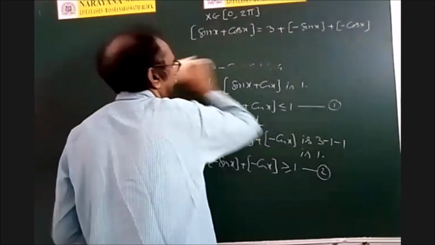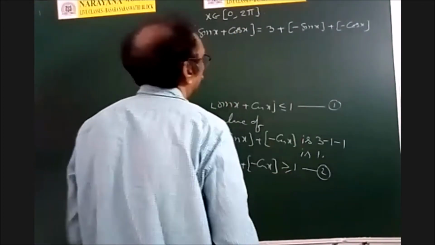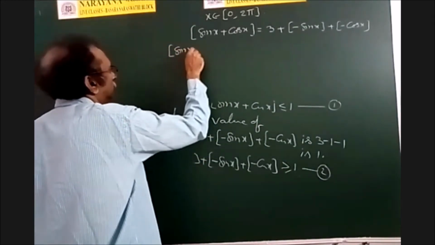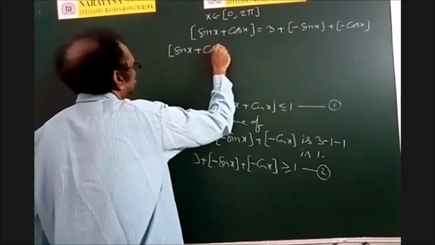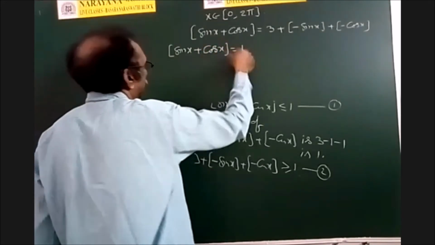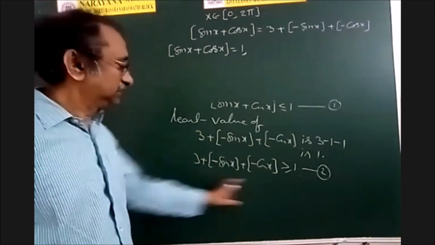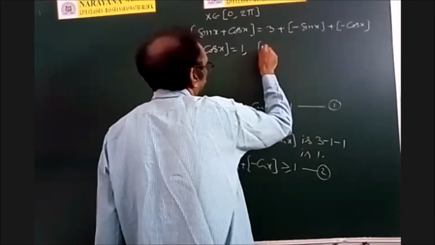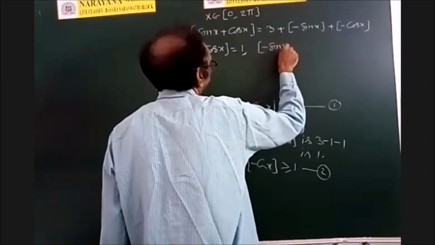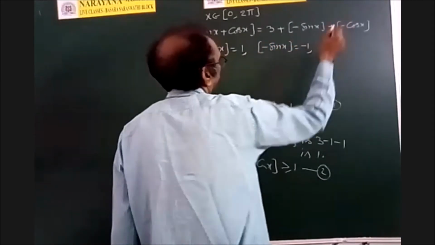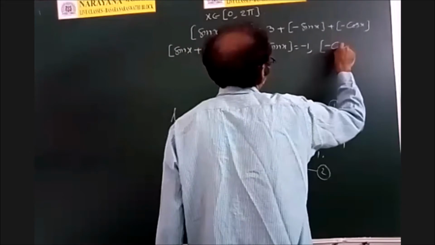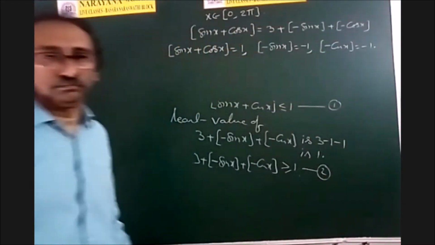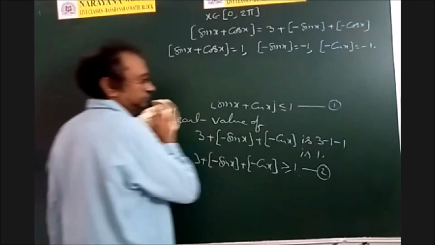Okay. So what is the conclusion now? This is equal to 1. Integral part of sin x plus cos x must be equal to 1. And this is equal to 1. When will this be equal to 1? If this is minus 1, and that is also minus 1. Okay, right.